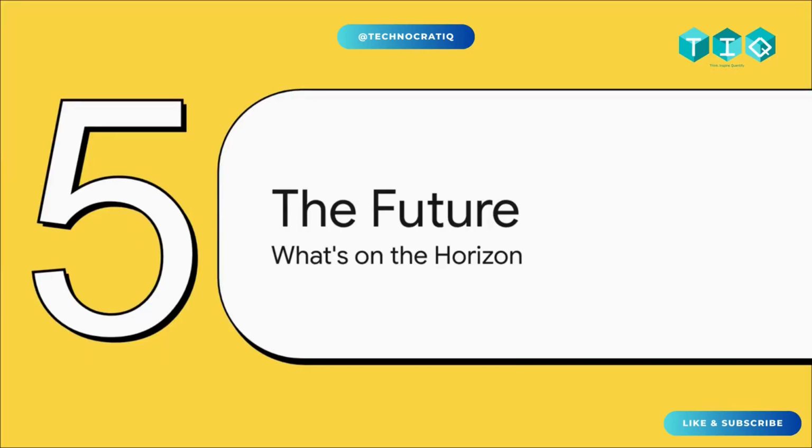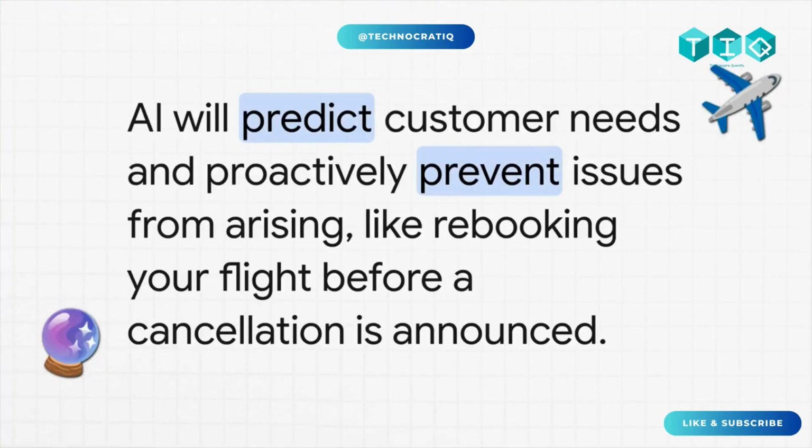But believe it or not, the evolution doesn't stop here. The pace of this technology is, well, it's incredible. So let's take a quick peek at what's coming just over the horizon. Get this. Soon, AI won't just react to your problems. It's going to use data to predict your needs before you even have them. Imagine an airline's AI messaging you to say it's already rebooked you on a new flight before your original flight is even announced as canceled. That's the kind of predictive service we're talking about.